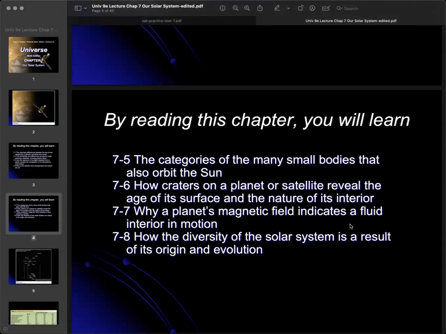We'll talk about the categories of many small bodies that also orbit the sun, such as asteroids and comets, how craters on a planet or satellite reveal the age of its surface, why a planet's magnetic field indicates a fluid interior in motion, and how diversity of the solar system is a result of its origin and evolution.